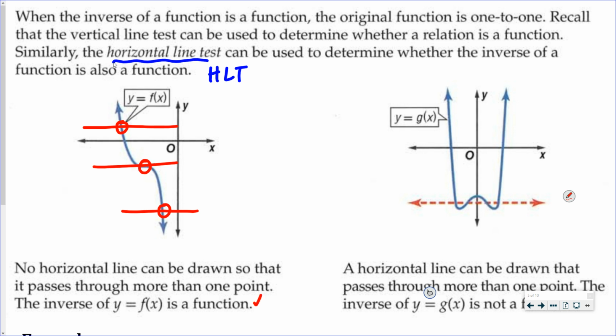Look at this example. This blue graph in itself is a function. If I were to do the vertical line test, it's a function. Is its inverse a function? No. A horizontal line hits it 1, 2, 3, 4 spots. Okay, so I know its inverse is not going to be a function.